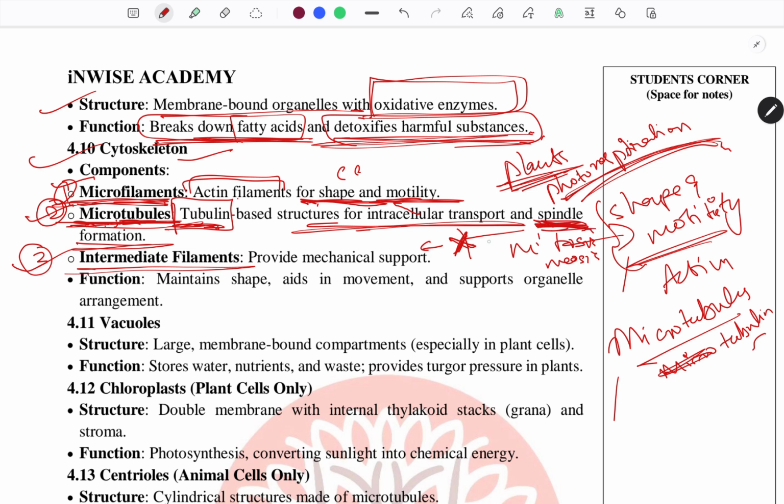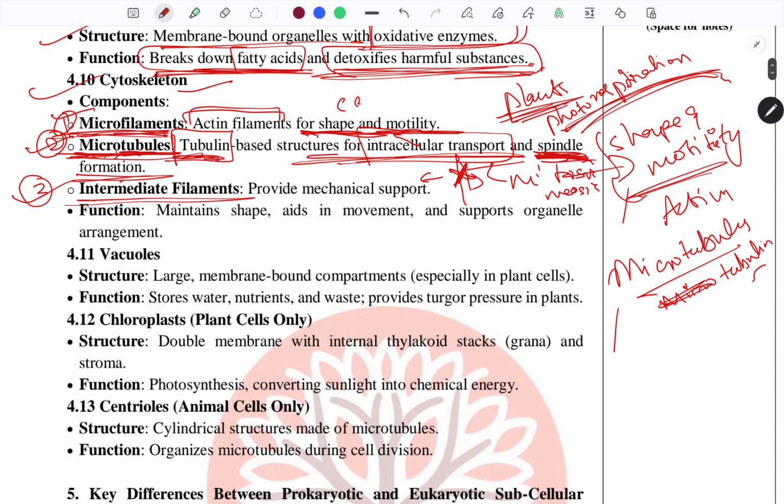Through this, the chromosomes get separated like this. This is what it is. Microtubules are mainly involved in intracellular transportation and spindle formation. And the third important component of the cytoskeleton is the intermediate filaments.